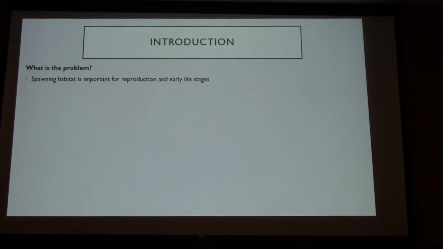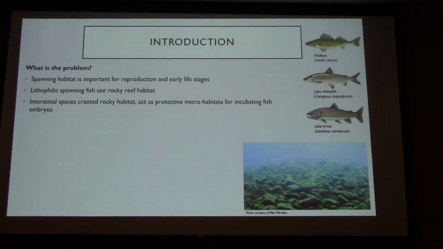So to get right into it, we all know spawning habitat is important for reproduction in early life stages, so that's a critical life stage of fish. One example of this spawning habitat is rocky reef habitat, and these are used by lithophilic spawning fish, or fish that use rocky substrates to spawn over. So some examples from our native fish are fish like lake trout, the coregonines like whitefish and cisco, and also walleye. And the important part of these structures are the interstitial spaces, and these are the spaces created by the overlapping of those rocks within the structure, and they create these protective microhabitats for larval fish and also for incubating embryos as well.